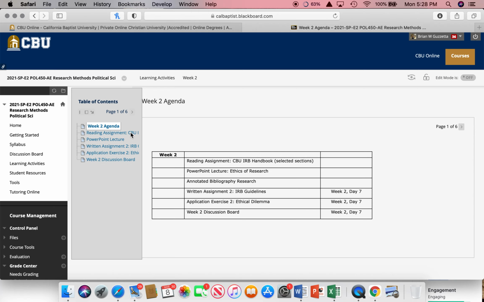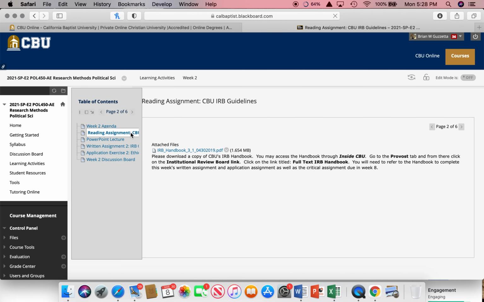So our reading assignment this week, to get started with, is going to get away from the book and now use this IRB handbook. It's located inside CBU in the Provost office. They're the ones where our institutional review board lives, and they create a handbook.